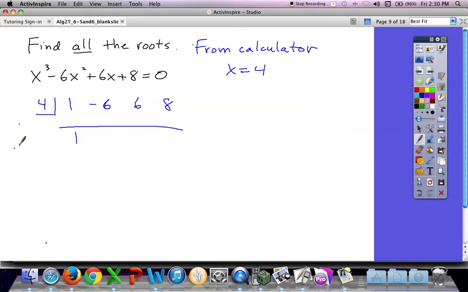Start to multiply. 4 times 1 is 4. Add. 4 times -2 is -8. Add. We get 0. We already saw in the calculator that 4 was a zero, so if you got to that step and your remainder wasn't 0, you would know you did something wrong. So we got the zero as a remainder. That's good.